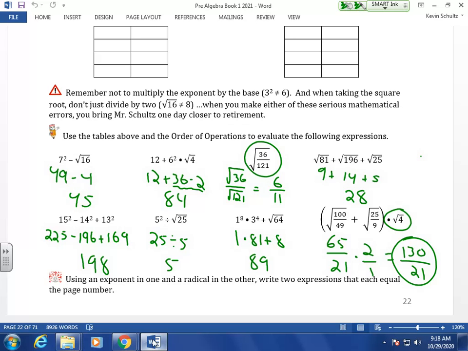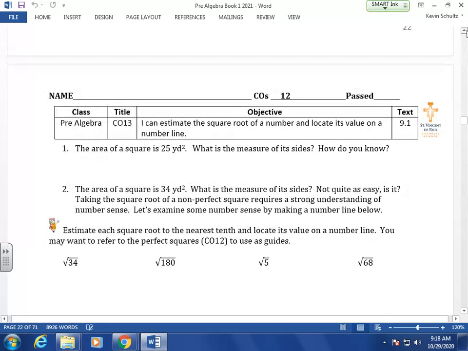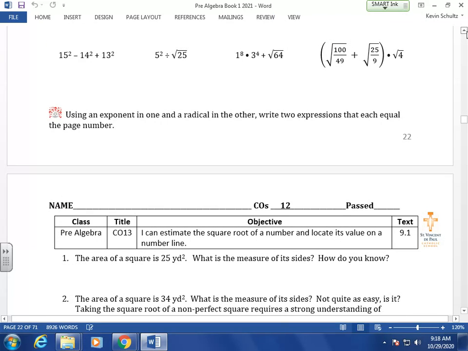Then the very last one, using an exponent in one and a radical in the other, write two expressions that each equal the page number, which the page number on this page is 22. So give me an expression that you used, either the one with an exponent or the one with a radical. Yeah. Good. 5 squared minus 3, 25 minus 3, that equals 22. Give me what you put. Yes, Ifan.